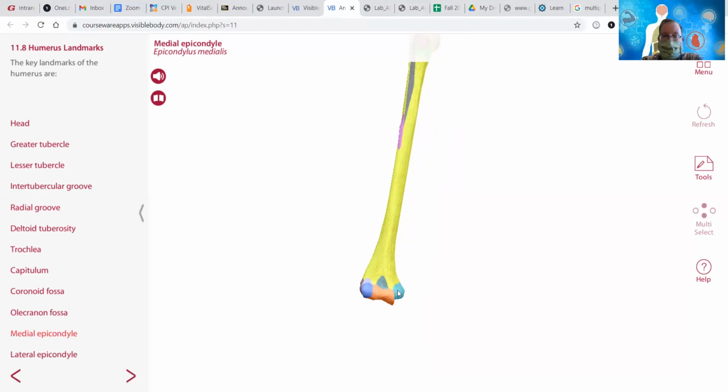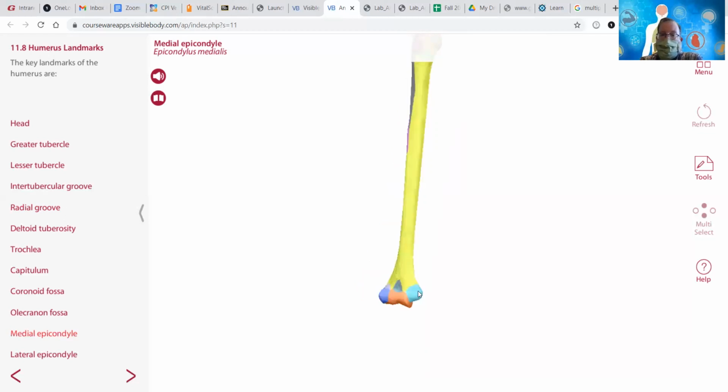Those two little bumps are going to be major sites of tendon and ligament attachment. Ligaments are going to help to stabilize the elbow. The tendons are going to be from the forearm muscles. So again, we see golfer's elbow or tennis elbow affecting these two epicondyles, or inflaming them.